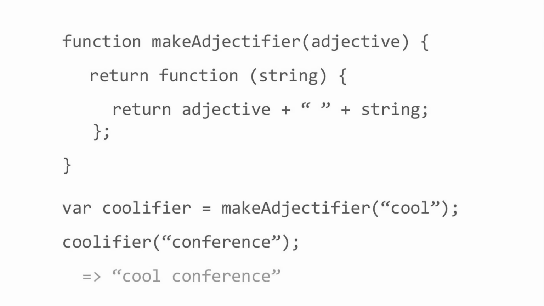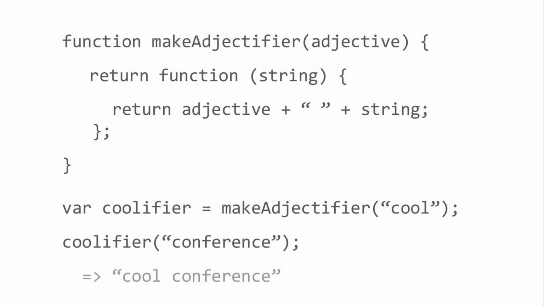This is a bit of a random example, but let's say we have this function at the top here, make adjectivier, where we give it an adjective, and it returns actually a function. It doesn't return a string or a number or anything like that. It returns us a function, which adds that adjective to a string that you give it.